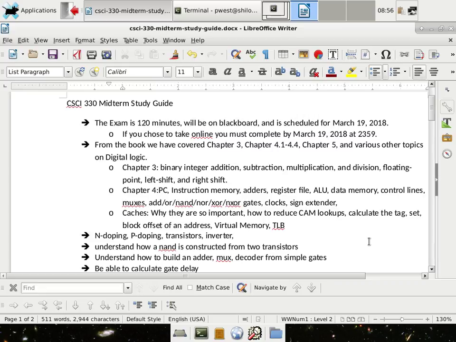Chapter 3: binary integer addition, subtraction, multiplication, division, floating point, left shift, and right shift. You will be asked one of those on the exam. Remember that whole chart where I said do this and so on? You will be seeing that problem on the exam. Remember when you did the homework, multiply these two binary numbers and you had to write out each step? You're going to be doing that in the midterm.